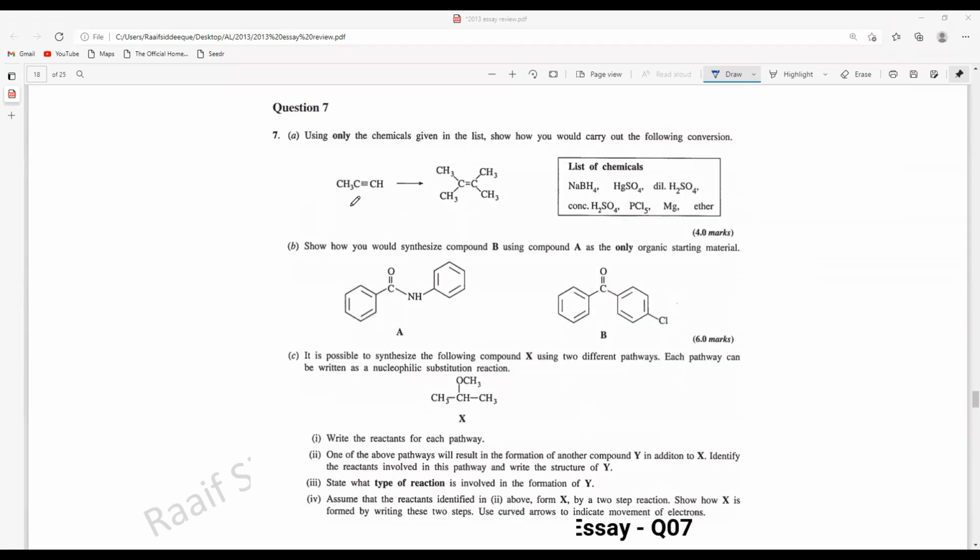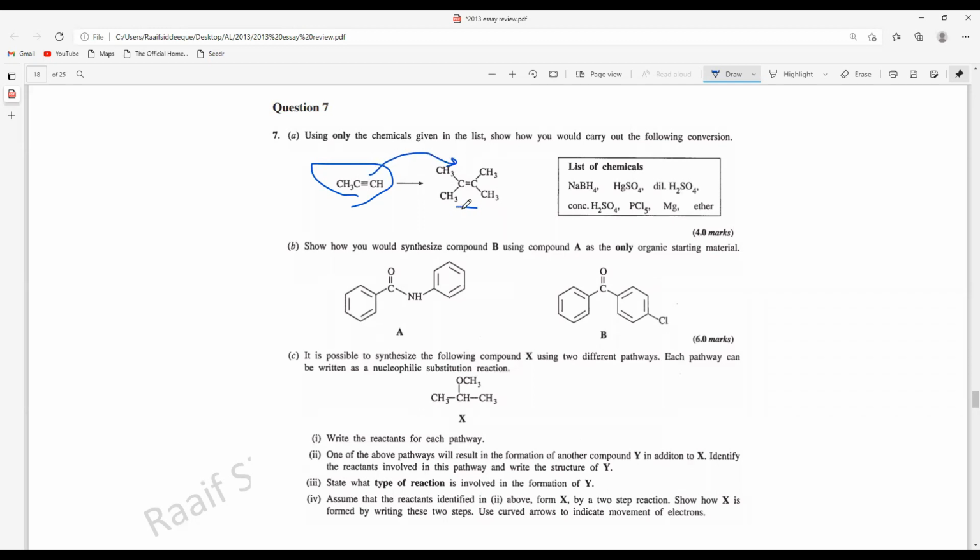So you have been given an alkyne and you have to obtain this. The first thing that you need to understand here is that there are 3 carbons here and 6 carbons here, which gives me the idea that the number of carbons is just doubled. So there should be a way to double from here to here.